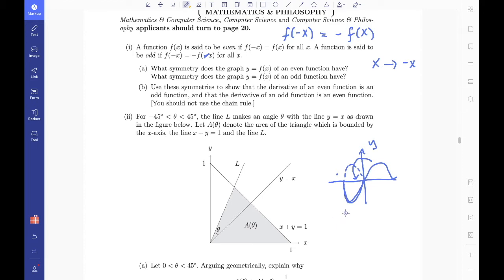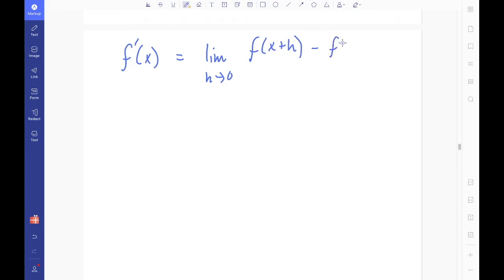Okay, so use these symmetries to show that the derivative of an even function is an odd function, and that the derivative of an odd function is an even function. You should not use the chain rule. I would probably approach this by using the definition of a derivative. So for a function f of x, f dash of x is equal to the limit as h approaches 0 of f of x plus h minus f of x, all over h.